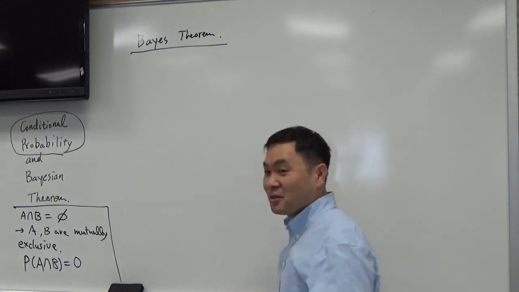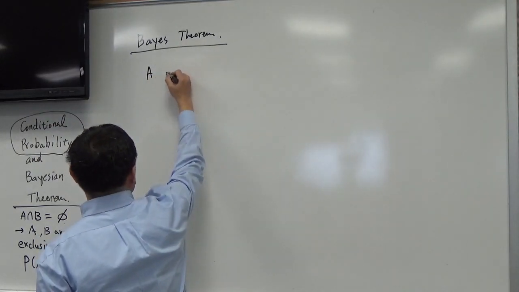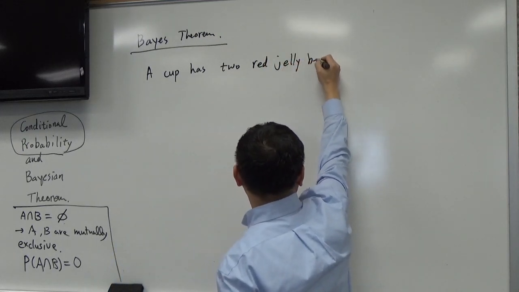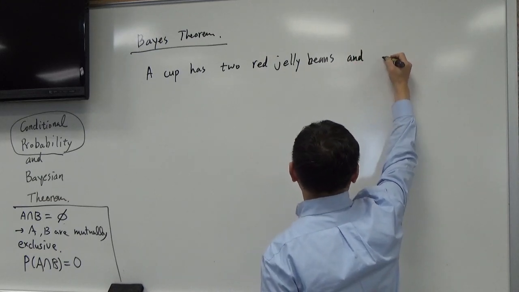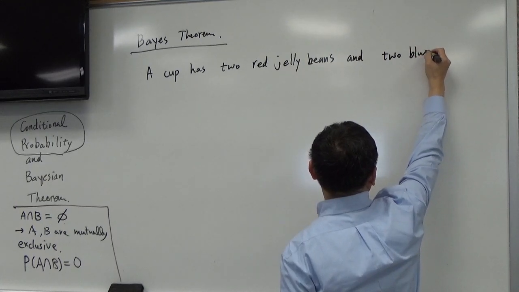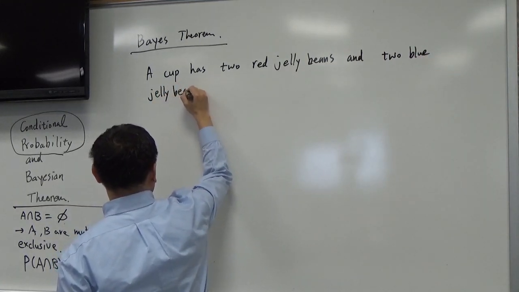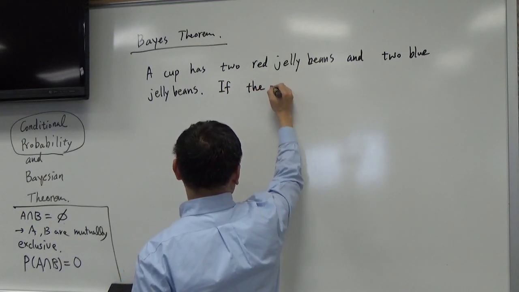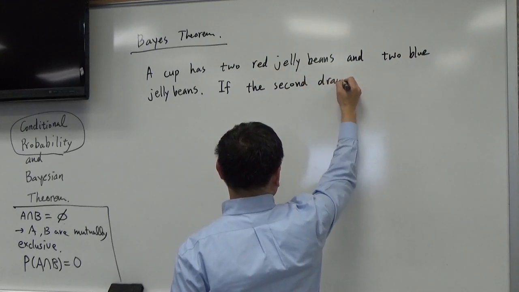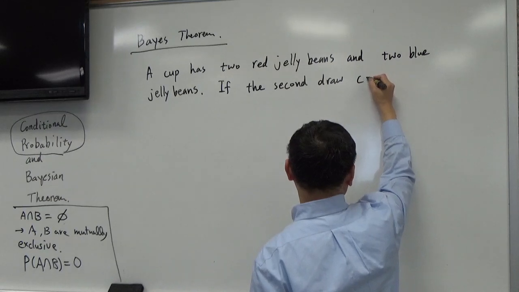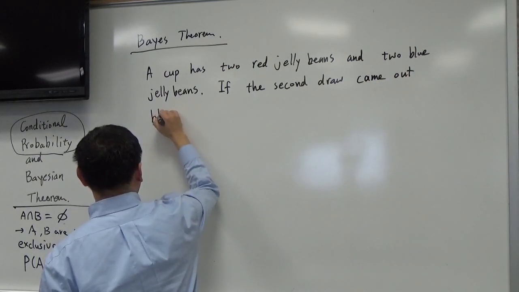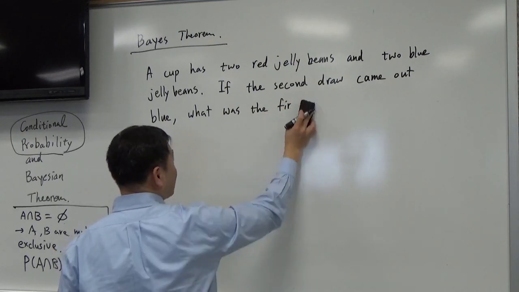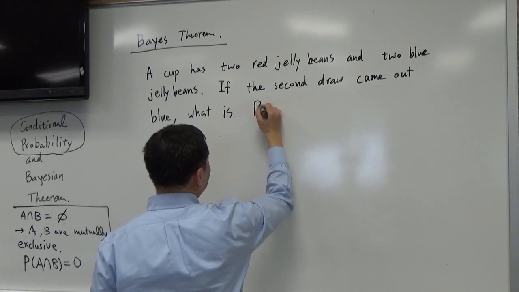Let me go back to that jelly bean thing. So a cup has two red jelly beans and two blue jelly beans. If the second draw came out blue, what is the probability of the first draw being red?